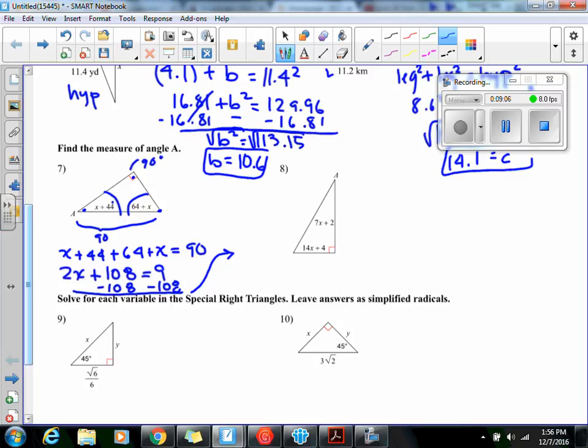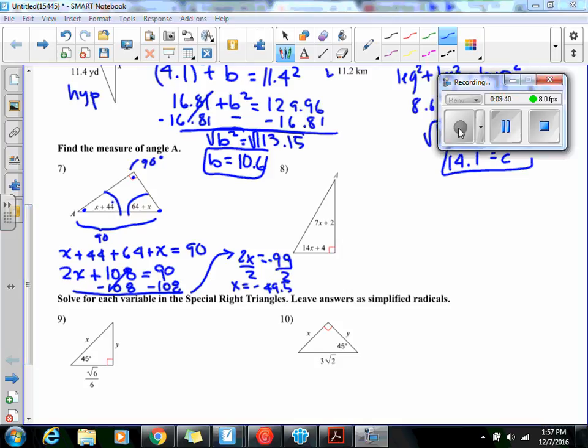So I'm going to get 2x equals, and then 9 take away 108 is going to be 99. And it's actually negative 99. Divide both sides by 2. And we get x is equal to negative 49.5. And I know it's kind of weird to have a negative number. Let's go back and check that.